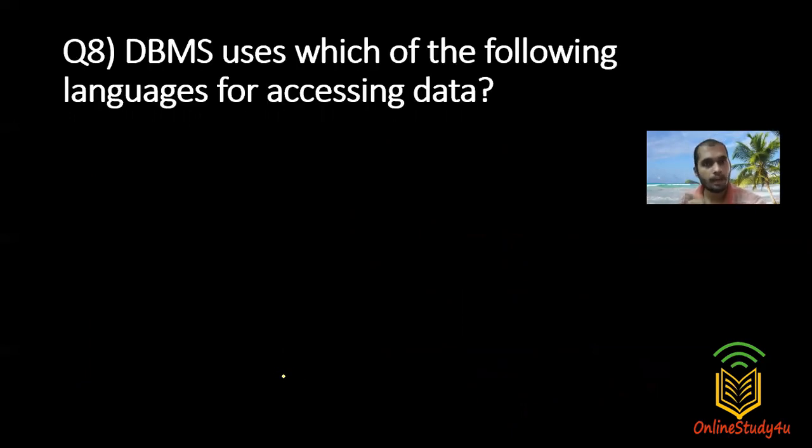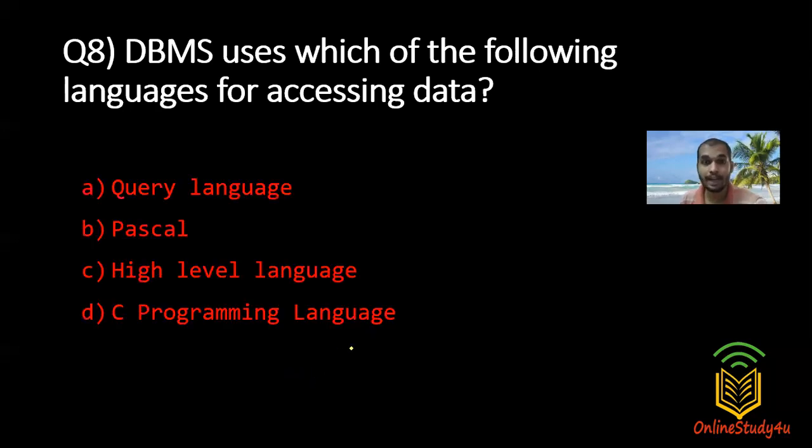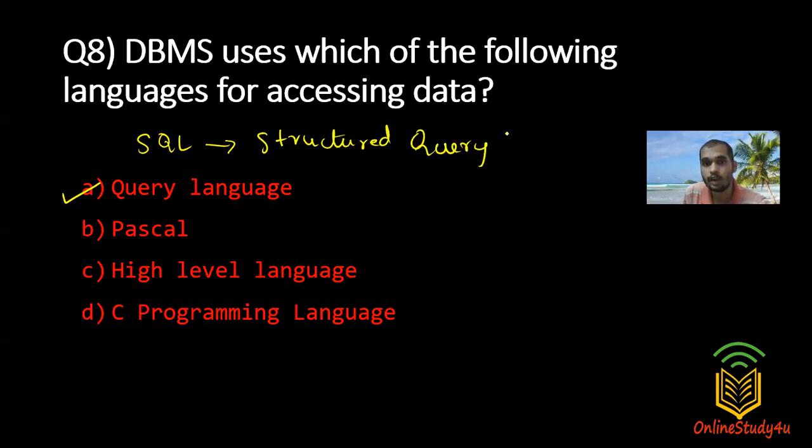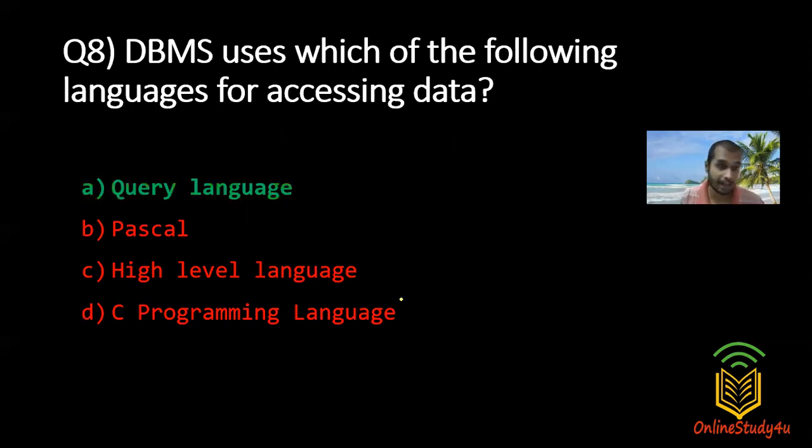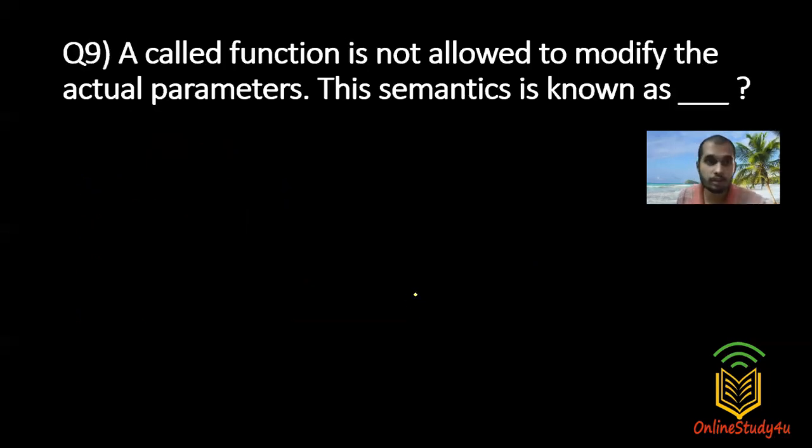The next question is, DBMS uses which of the following languages for accessing data? Option A, query language. Option B, Pascal. Option C, high-level language. Option D, C programming language. The answer, my friends, we know, right? We know that the popular language is called SQL, that is for RDBMS. But all the database management systems use a query language. That is the full form, right? Structured Query Language. To get data out of a database, you have to query the database. That is where the answer is option A, query language. The next question goes like this.